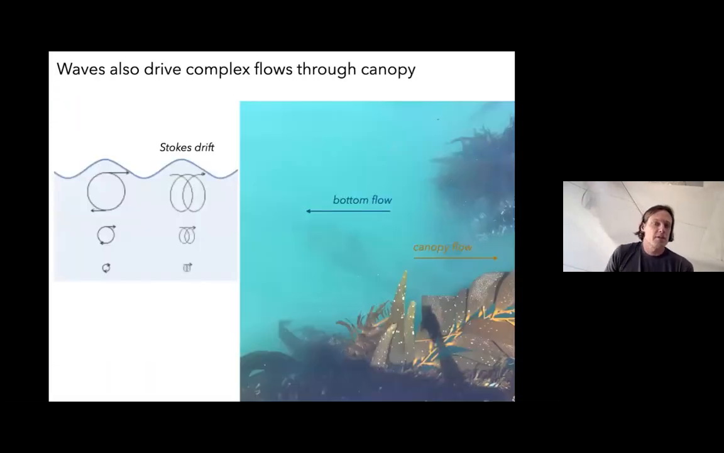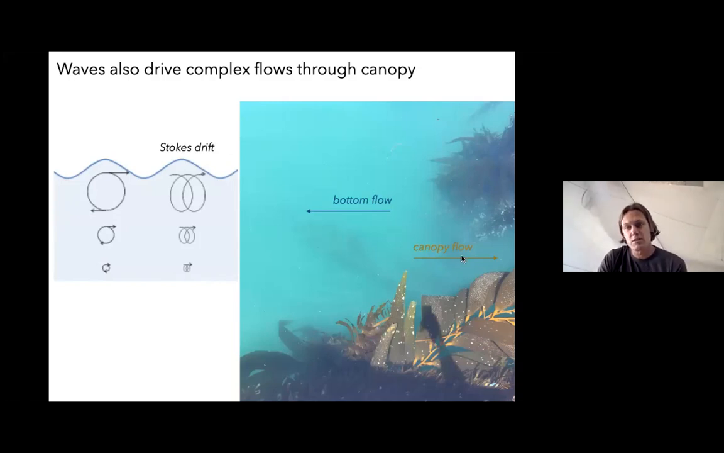Finally, thinking back to that diagram of the different flows that impact material transport within the kelp forest, we also know that waves drive complex flows through the canopy. Obviously, waves are important when there are really strong storms, causing disturbance or tearing out kelp. But we can also have relatively calmer conditions where there are just small waves, maybe afternoon breezes. There, the nonlinearity in the surface waves leads to a process known as Stokes drift, where there's a slight transport in the direction of the wave propagation.